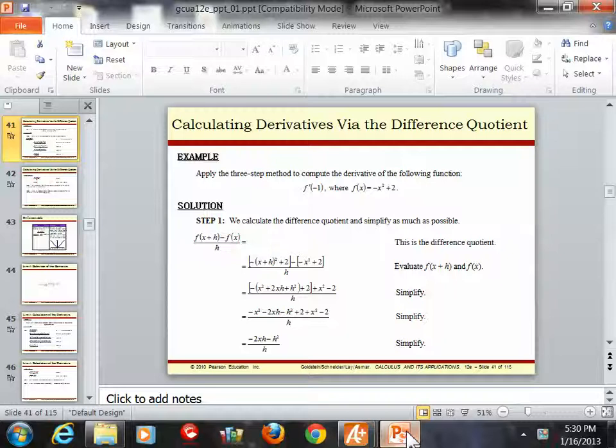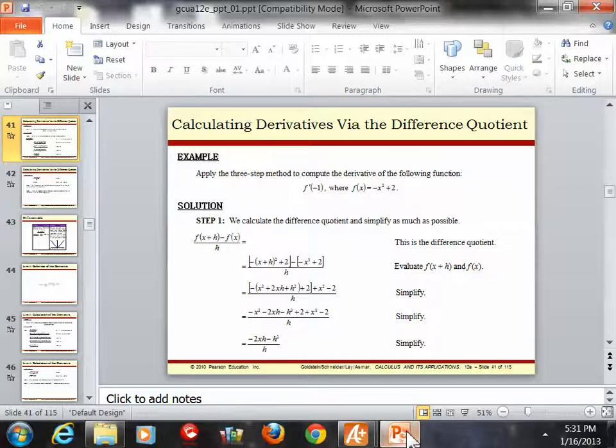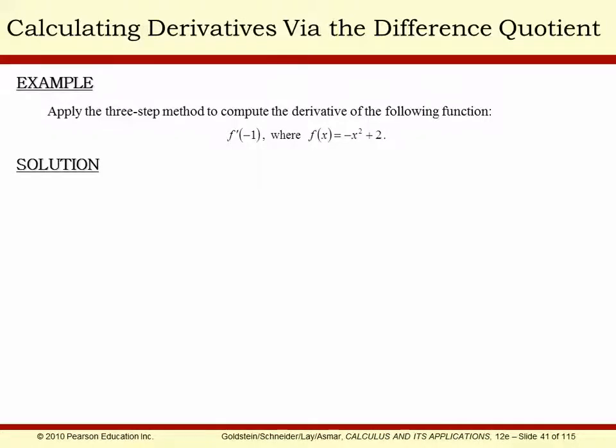Okay? So, like I said, what we're going to do today is talk about limits, continuity, and rules of differentiation. This was a problem that I spoke about last time, and I said try that at home. You want to find the derivative of the function at -1, and the function is f of x is equal to -x squared plus 2.